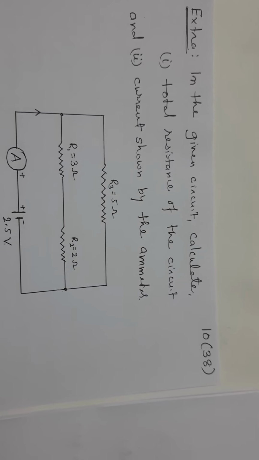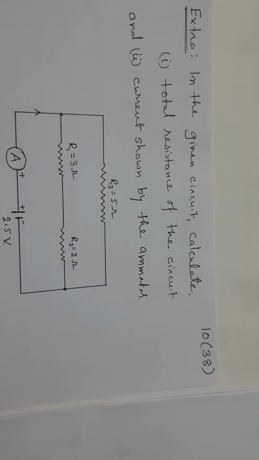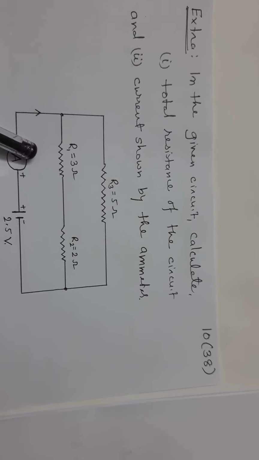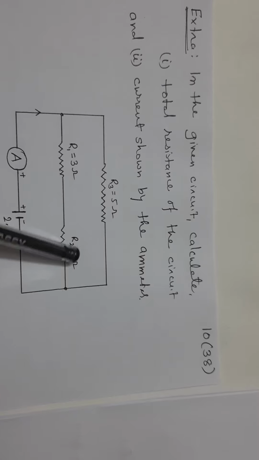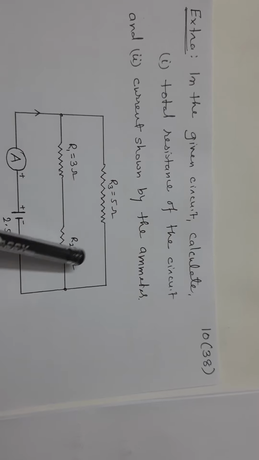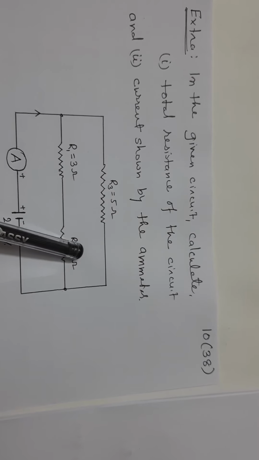Let's see one extra sum. In the given circuit, calculate the total resistance in the circuit. Now it is similar to the previous one. The only thing to be seen is R1 and R2. These two are in series, so we will find their total resistance as R1 plus R2. It will be 3 plus 2, 5.